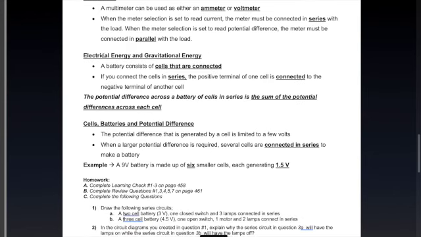Then let's talk about electric energy and gravitational energy, which we mentioned before. This is like the waterfall analogy. A battery has a bunch of cells that are connected. If you connect cells in series, the positive terminal is connected to the negative of the other one. The potential difference across a battery of cells in series is the sum of the potential differences across each cell. So the voltage of the battery is just the sum of the voltage of each individual cell in the battery, which hopefully makes sense.